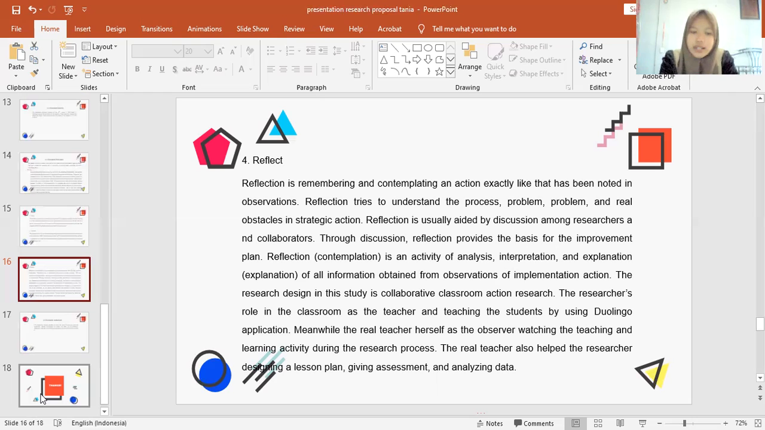The research design in this study is collaborative classroom action research. The researcher's role in the classroom is as the teacher, teaching the students by using the Duolingo application. Meanwhile, the real teacher herself is the observer, watching the teacher and learning activity during the research process. The real teacher also helped the researcher design a lesson plan, give assessment, and analyze data.